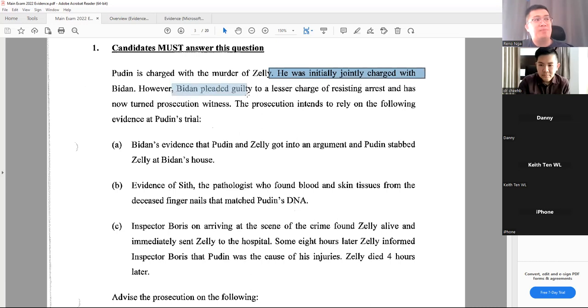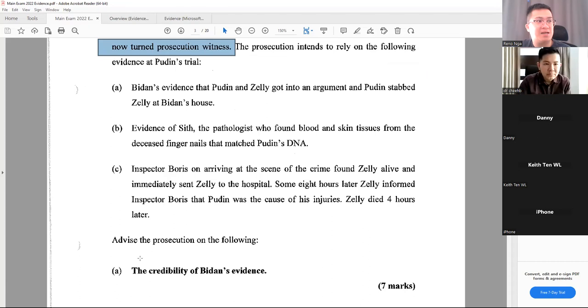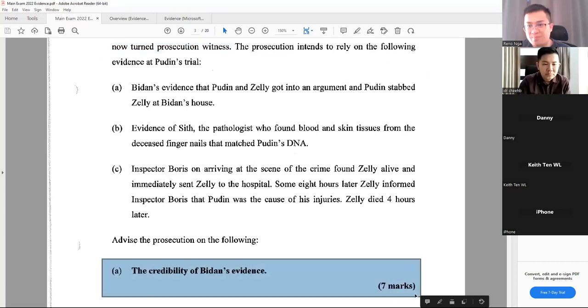But then because Biden pleaded guilty and then also now turned into a prosecution witness, so now he became the prosecution witness already. So in this case, when the question asks you the credibility of Biden's evidence, which means, can we trust this witness, whether he may tell a lie or not? Then, in this case, we need to discuss corroboration.